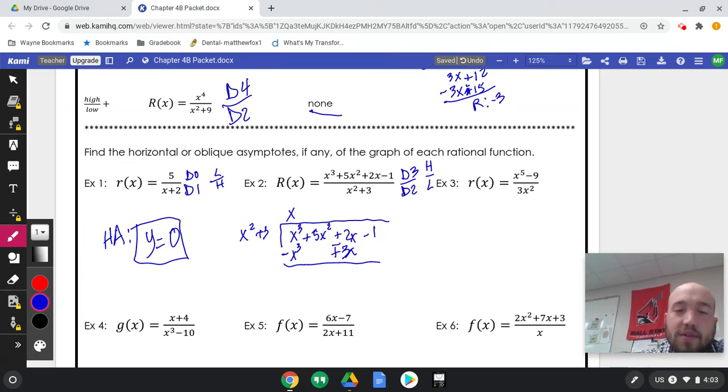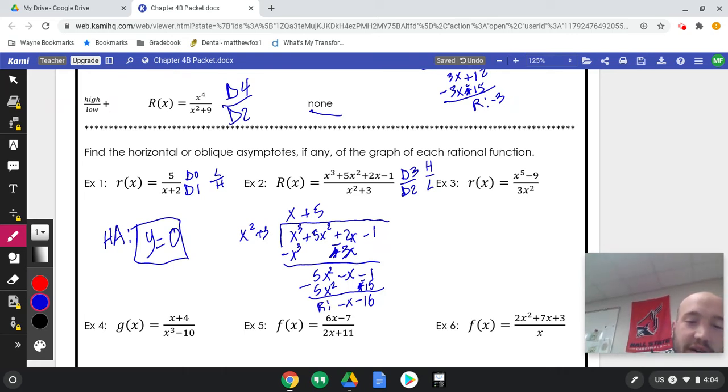Those are both going to be opposite. Okay, and now we can do plus 5. So we get 5x squared plus 15. We add straight down again. Those are opposites. We get negative x minus 16. That is our remainder. But once again, we don't really care about the remainder. All we care about is that our oblique asymptote occurs at y equals x plus 5. Whatever we got up top. When I say up top, I mean right up here.